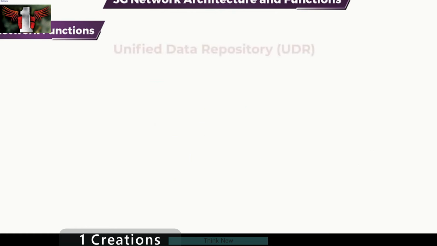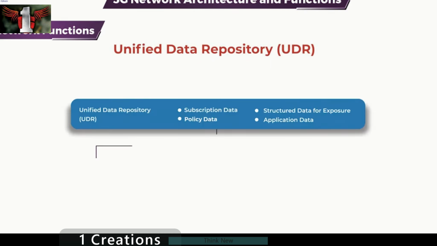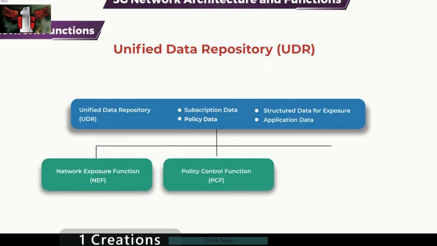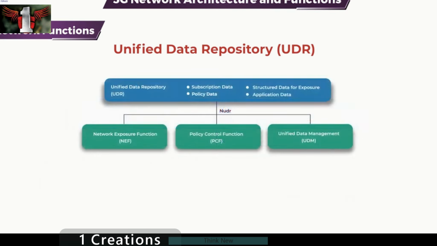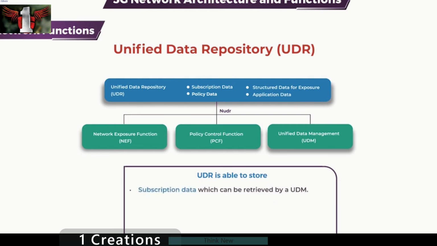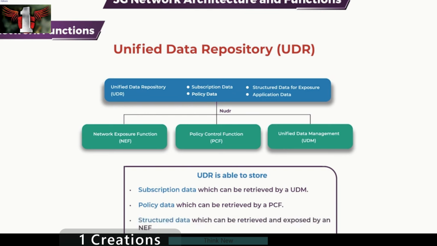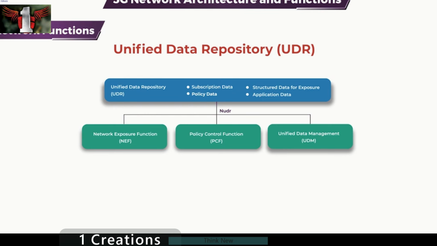Our next topic is Unified Data Repository (UDR). The Unified Data Repository is used to store data belonging to the Unified Data Management, Network Function, Policy Control Function, and Network Exposure Function. That is, the UDR is able to store first, subscription data which can be retrieved by a UDM. Second, policy data which can be retrieved by the PCF. Third, structured data which can be retrieved and exposed by an NEF.